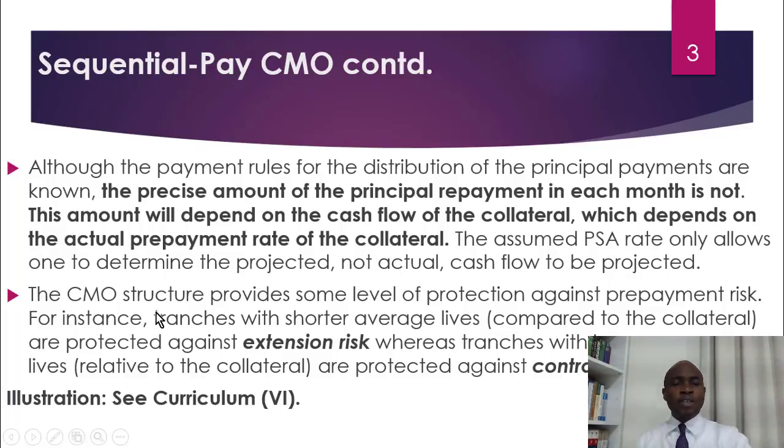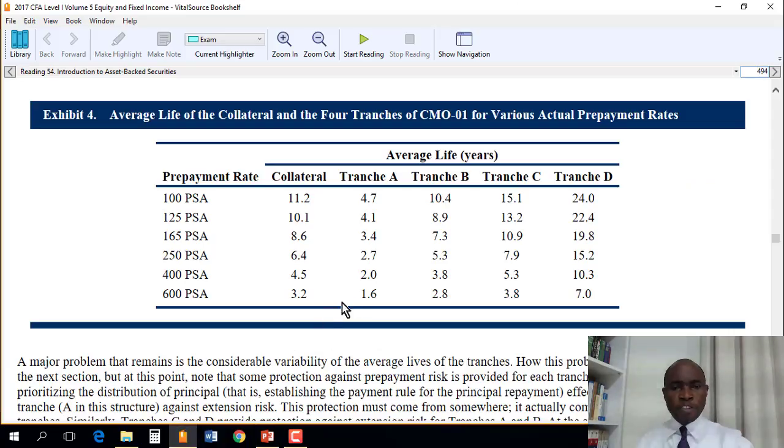Okay, the CMO structure provides some level of protection against prepayment risk. What we did by creating 4 different tranches is to manage either contraction risk or extension risk. Now, the earlier tranches A and B, which are paid earlier, let's look at the schedule. Tranche A, at our projected prepayment speed, is paid in 3.4 years. Now, this is paid in 7.3 years. We said that these earlier tranches are exposed to contraction risk because they are paid earlier than the collateral, which is paid in 8.6 years. So these 2 are exposed to what we call contraction risk.